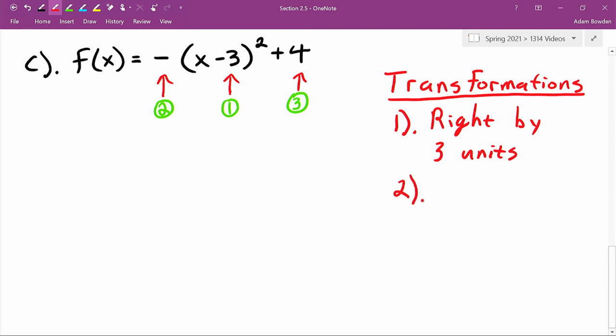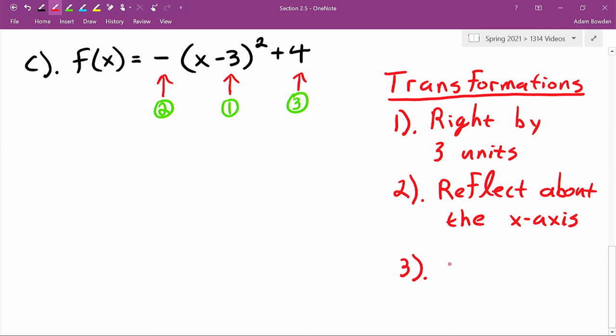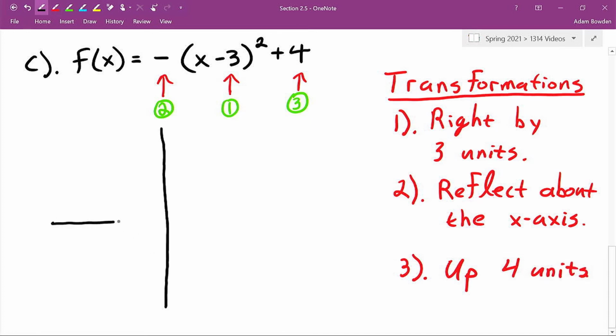And then we have to do any reflections. In this case, we have that negative out in front, which tells us we need to reflect about the x-axis. And then finally, we have the plus 4, which is a vertical shift, which moves it up by 4 units. So several transformations are involved with this one. Let's see how it's going to go.